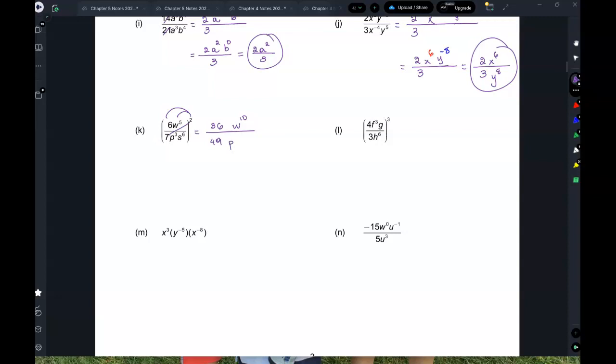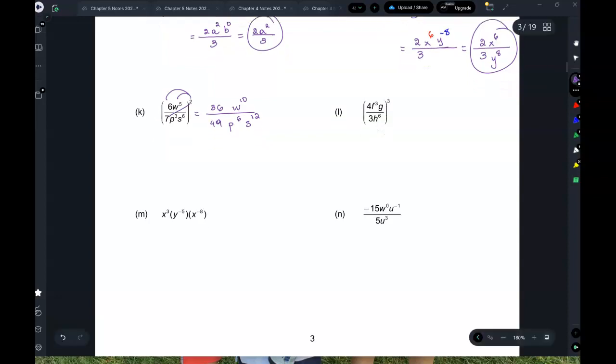P cubed squared, multiply the exponents, I get a 6. And it'll be s to the how much? 12. Is there anything here that can simplify further? Do the 36 and the 49 simplify further? No. Any negative exponents? We're done. Okay? Whew. All right. Let's do this one.